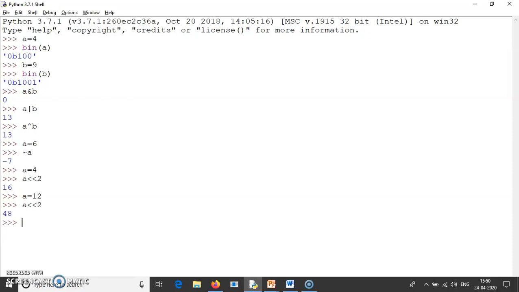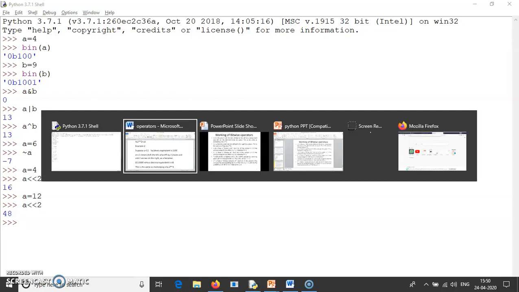Okay, so you can work out examples on this. When I send you a problem sheet, I'll definitely send you examples based on these bitwise operators also. So meanwhile, you can just watch this video and practice some examples on your own.